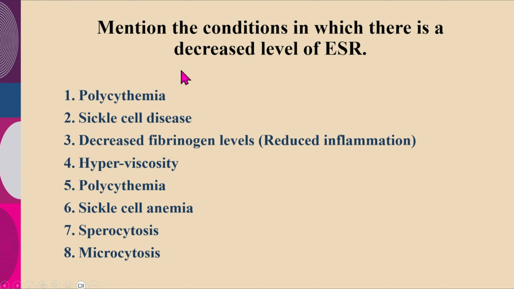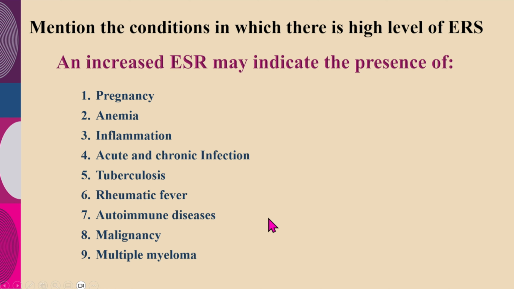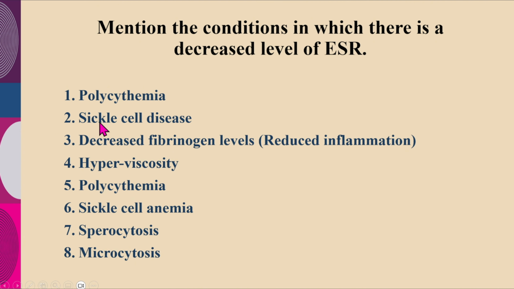Mention the conditions in which there is a decreased level of ESR. ESR is decreased in polycythemia, sickle cell diseases, decreased fibrinogen levels, reduced inflammation, hyperviscosity, sickle cell anemia, spherocytosis, and microcytosis. Here I have mentioned anemia with high level of ESR. So try not to mention anemia, because in some types of anemia there is increased ESR, and in some types of anemia there is decreased ESR. Right? Here you can see in sickle cell anemia, the ESR is decreased.